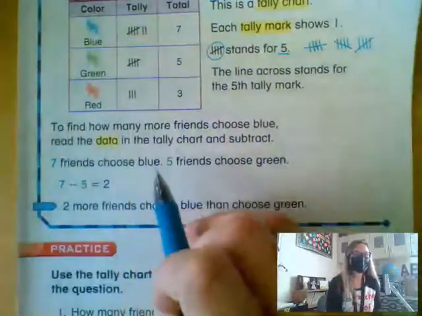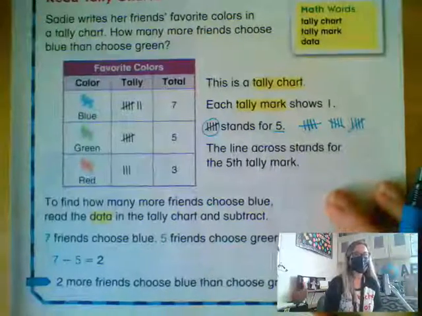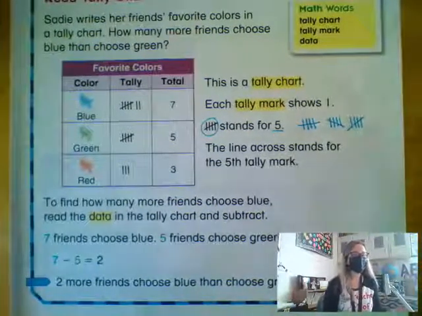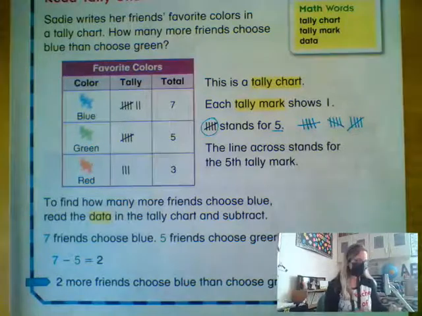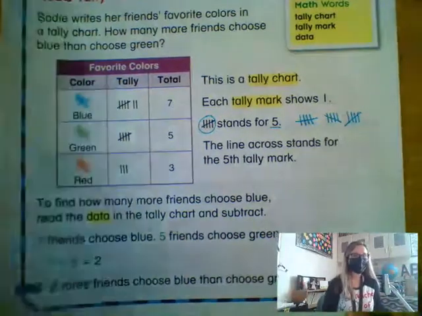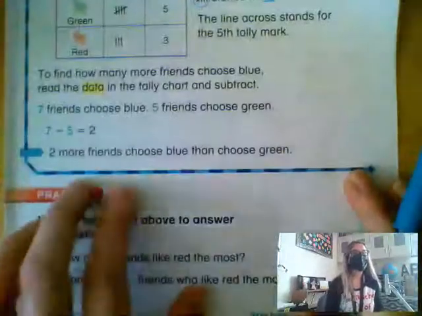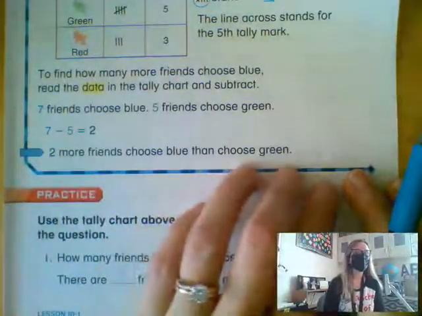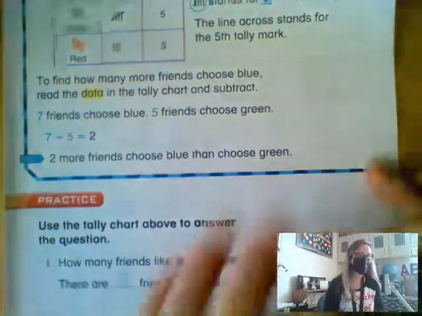So it says seven friends chose blue and five friends chose green. So if we want to know how many more friends chose blue than green, we have to subtract blue minus green, and that will tell us the difference. So seven take away five is two, so two more friends chose blue than green, okay?